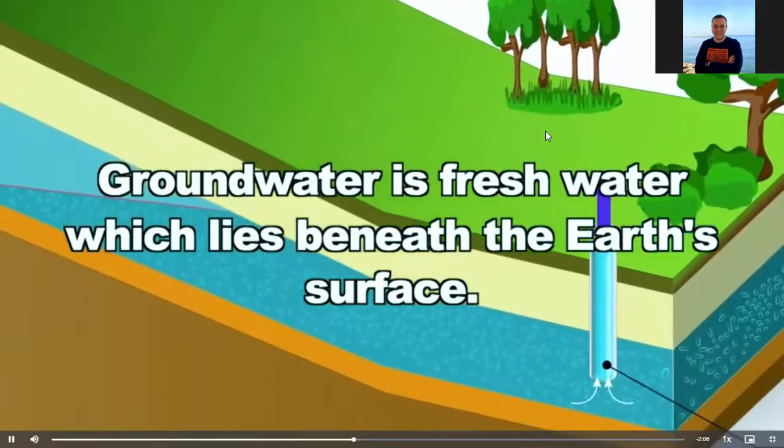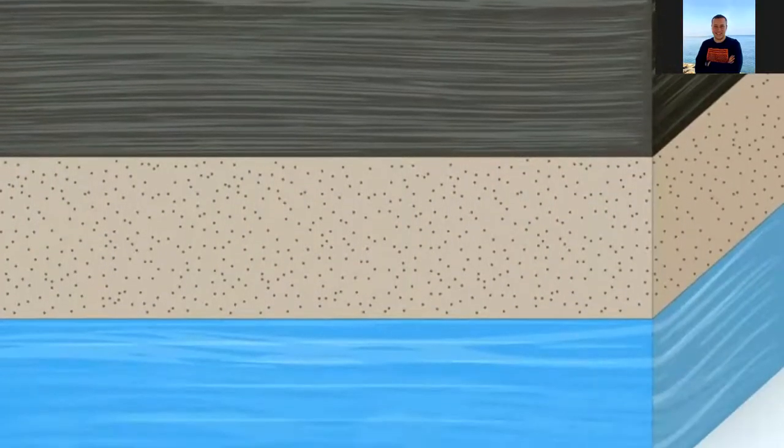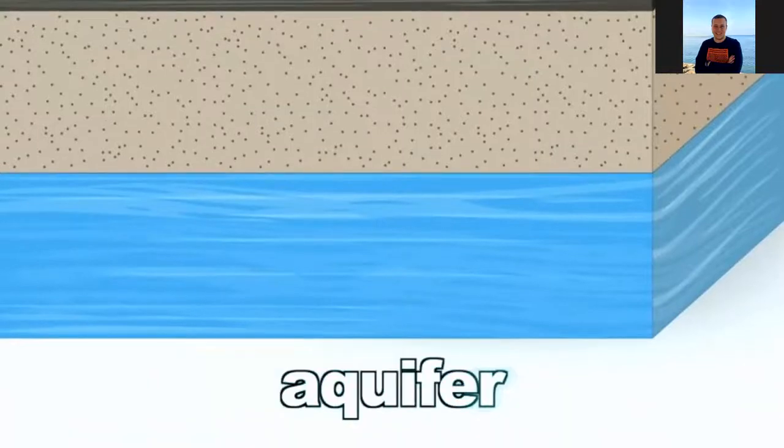When water can't go any further underground, it gets absorbed by a layer of porous rock called an aquifer. Aquifers store the water that supplies freshwater springs and wells.